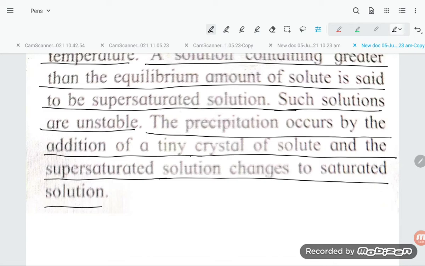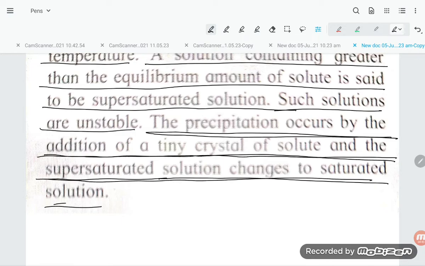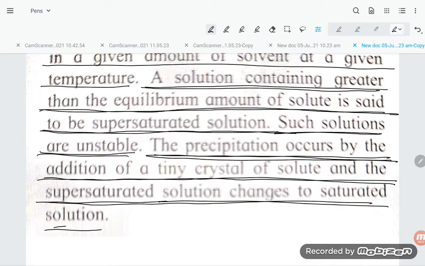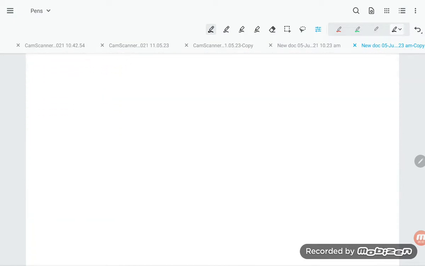Supersaturated solutions are unstable. Again, a solution containing greater than the equilibrium amount of solute is said to be supersaturated. Precipitation occurs by the addition of tiny crystals of the solute, and the supersaturated solution changes to saturated solution.